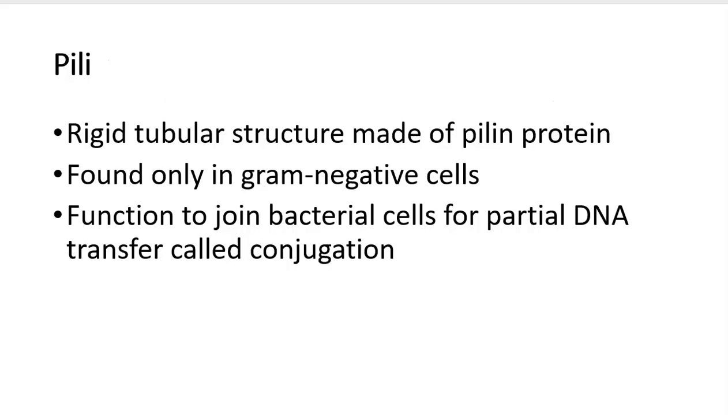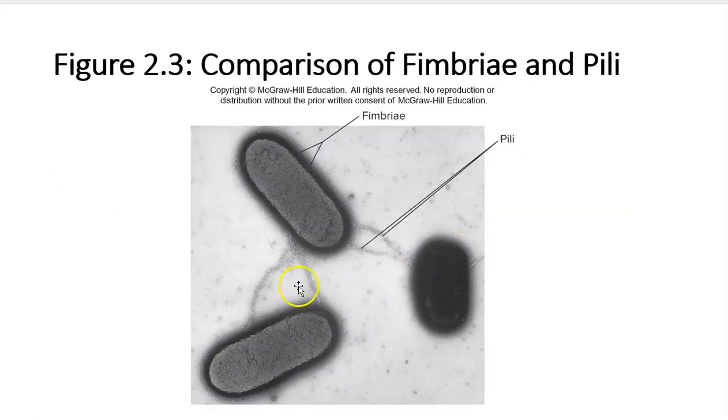And then you have the pili, which is a tubular structure. It's made up of protein, a pili protein. It's found only in gram-negative cells. You don't know what a gram-negative cell is yet, but we'll get there. Its function is to allow for the transfer of nucleic acid. We're going to get into how bacteria exchange nucleic acids through a process called conjugation. They use what's called sex pili because they literally are one pili touching another.